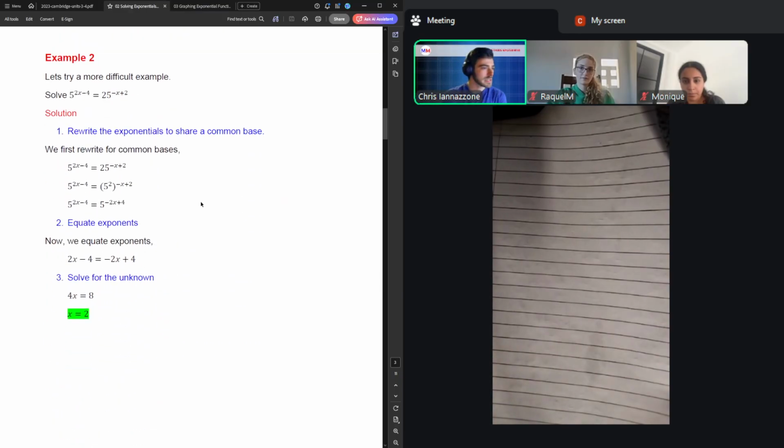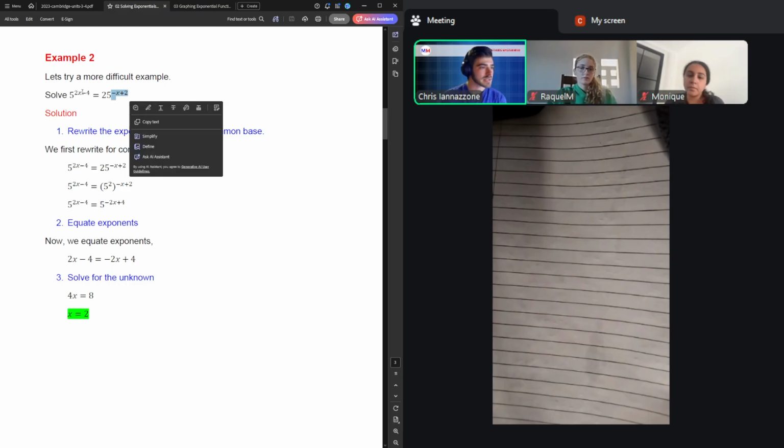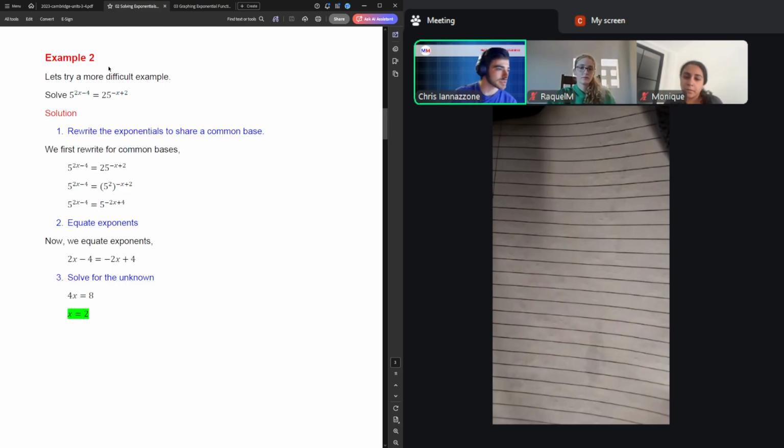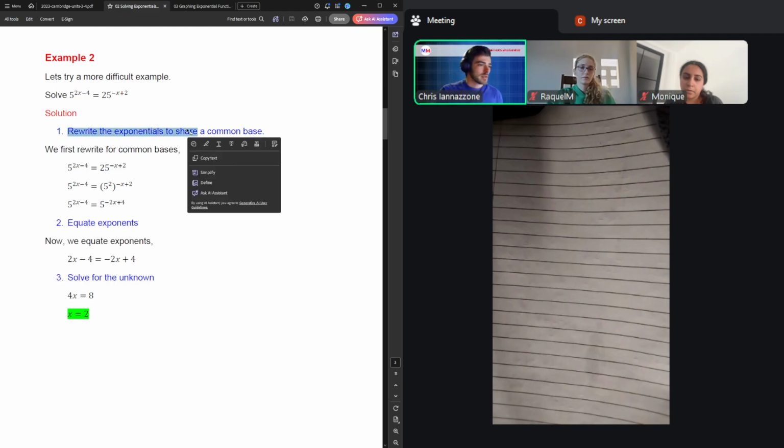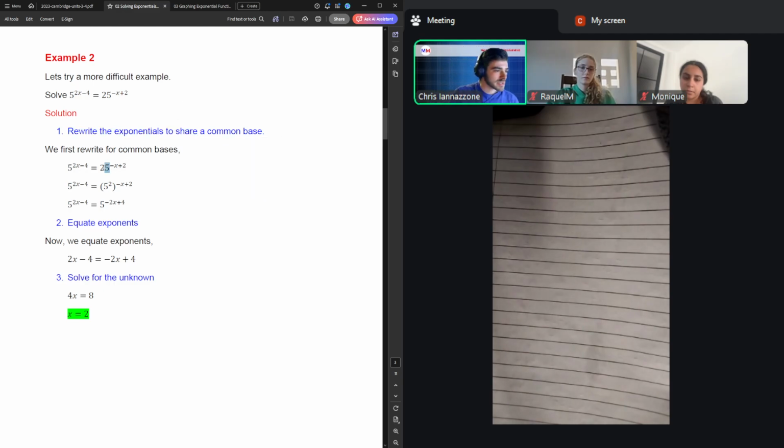Easy. Here's a more difficult version. So you have two exponentials as opposed to just an exponential and a constant, and the exponent, the index itself, is also a bit more complicated. Again, we're just going to make sure they have the same base. 25 has a common base of 5, it's just 5 squared. We use a bit of our index laws to simplify this.